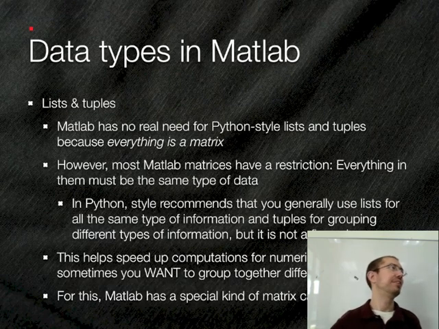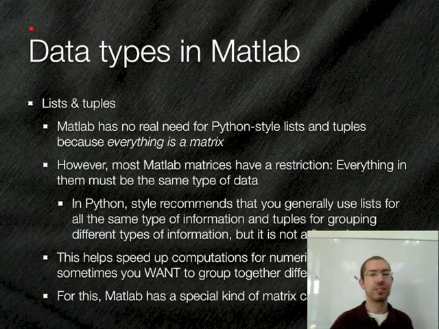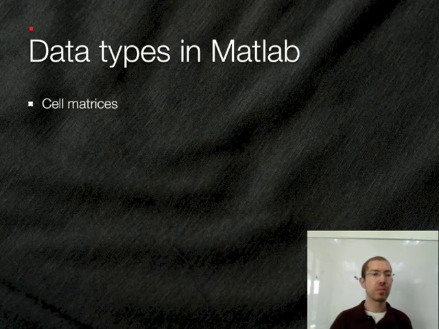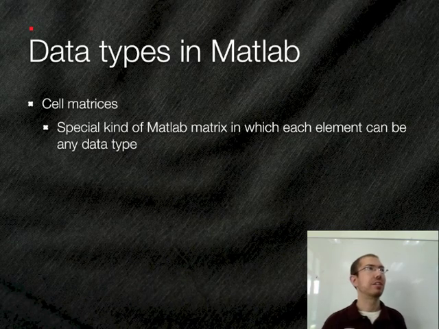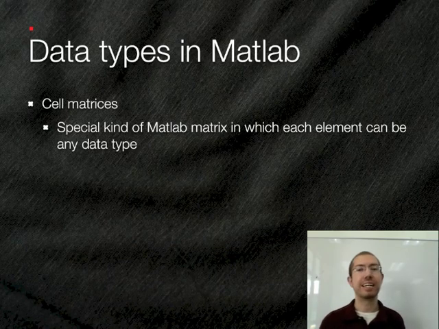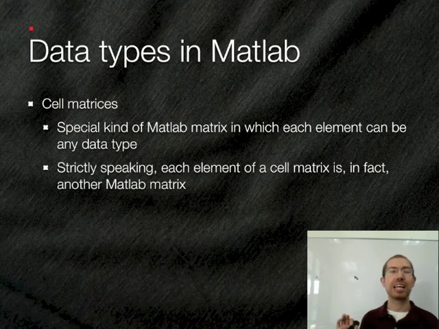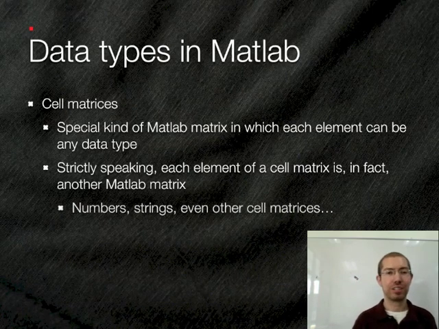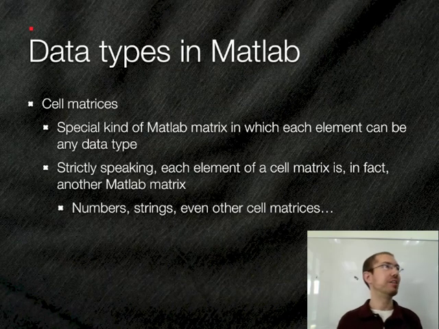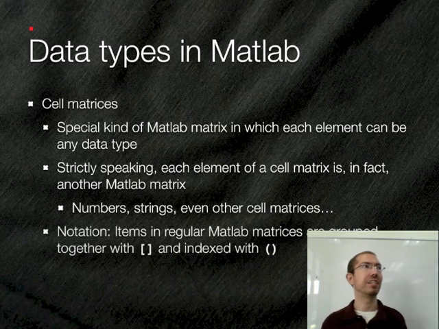I was going to hold off on telling you about these for as long as possible because they are kind of tricky little guys. But they're going to come up in the code today, so it's time to reveal them. So basically, cell matrices are a special Matlab matrix in which each element can be any data type. Strictly speaking, a cell matrix is a matrix where each element is another Matlab matrix. So it can be a number, a string, other cell matrices, anything.